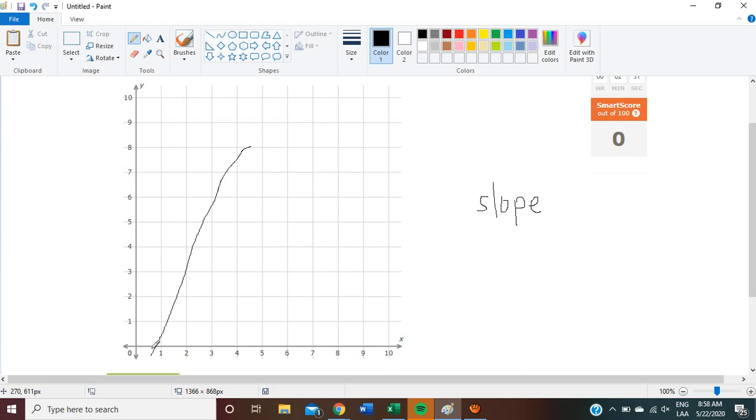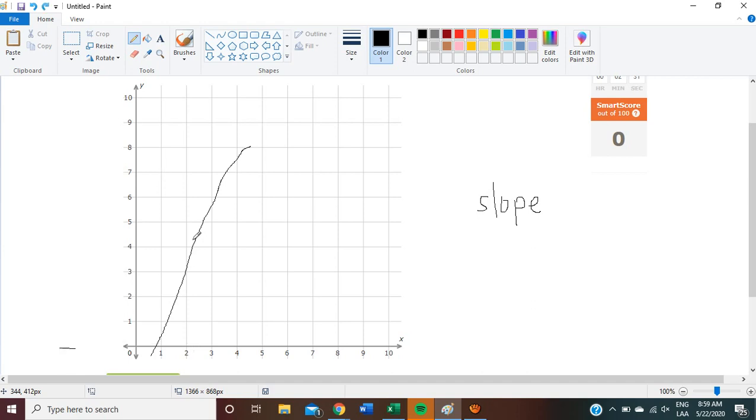Remember, you're always going to see the mountain from left to right. So you're going to climb the mountain from left to right, and it is kind of hard to climb. When you go up the mountain, it means that the slope is positive, and it is going to be a high slope.